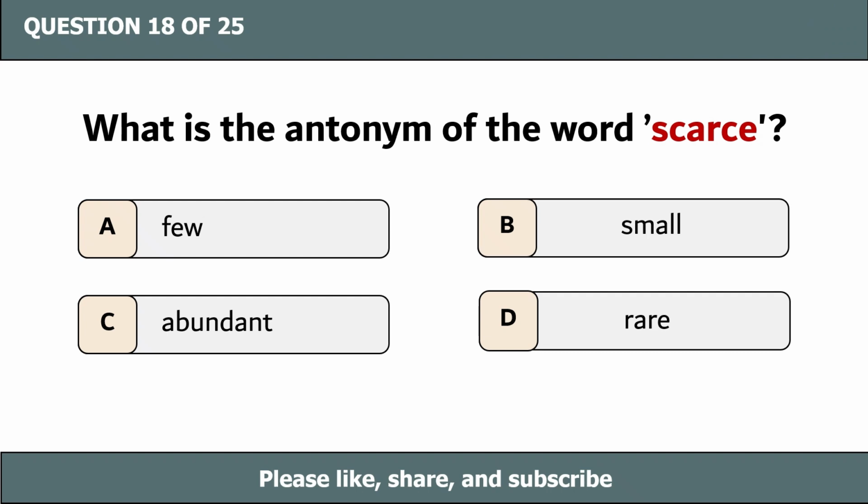Question 18. What is the antonym of the word scarce? The correct option is C. Abundant.